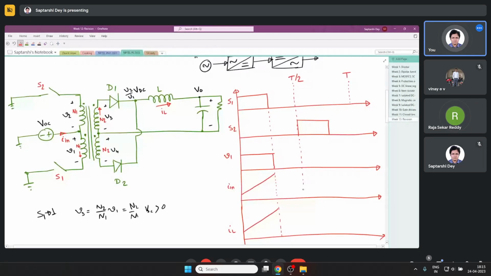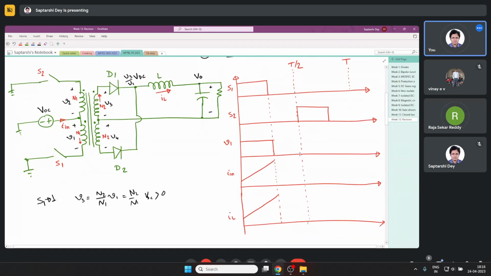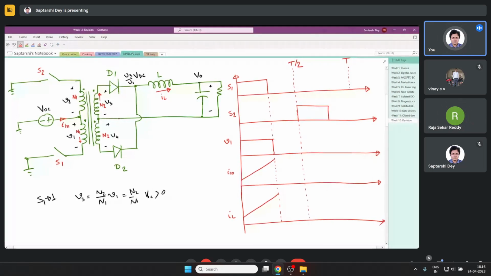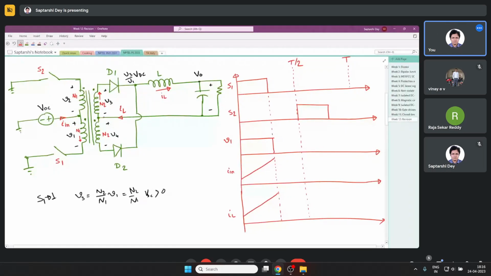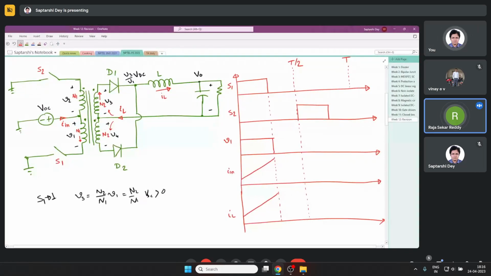Now at this moment there is no switch turned on. There is no switch turned on in the circuit, right? So what is happening is that there is no current in the primary, and the current IL that was flowing like this, IL, if I draw there, I can also draw IL here always. So that gets divided in these two diodes, in these two transformer paths.